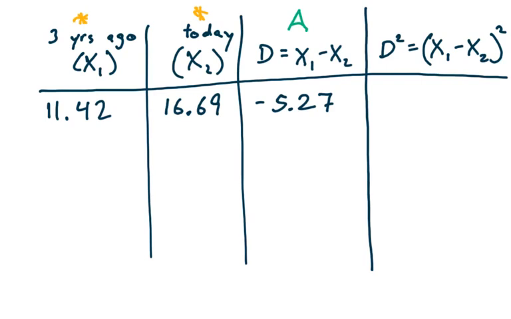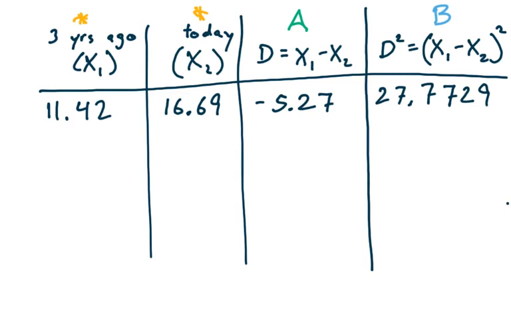And then in the last column, we'll call this one column B, we're going to look at whatever we had in column A and square that result and write it down right here. So negative 5.27, the whole thing squared, gives us 27.7729.